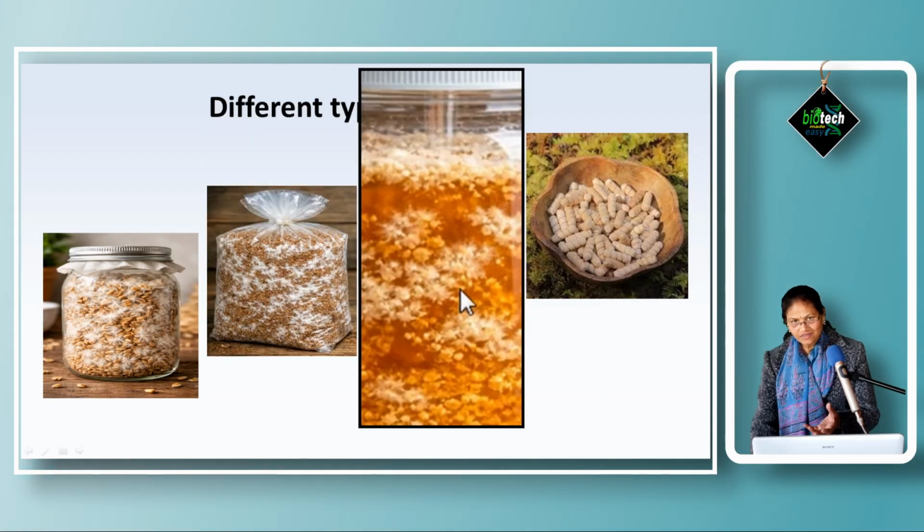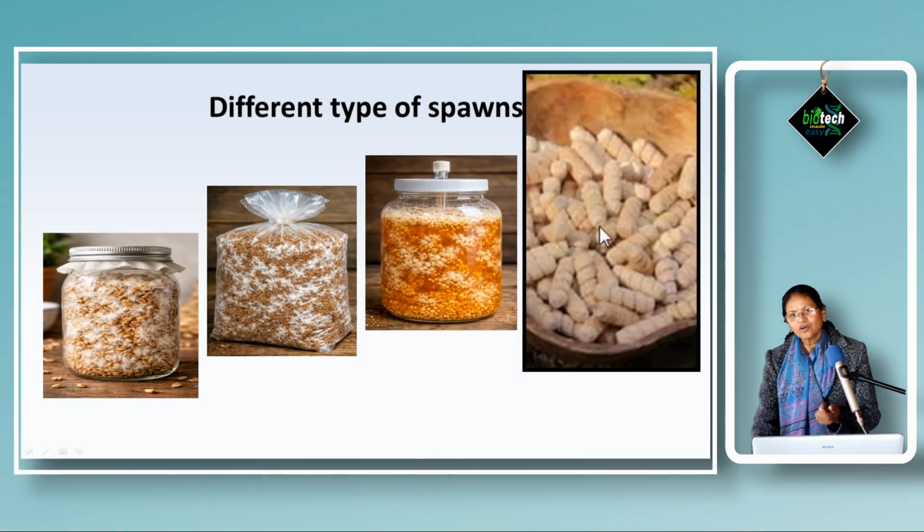This is the liquid one. So if you zoom it, then you will be able to see that it is just the water along with the nutrients and the mycelium. And this is the dowel or the plug, which is nothing else but the wooden pieces.